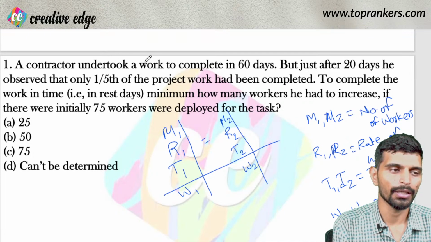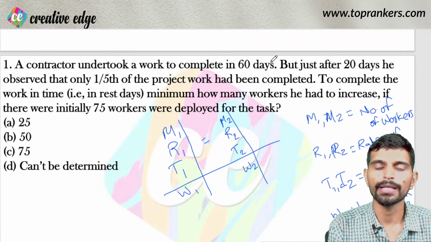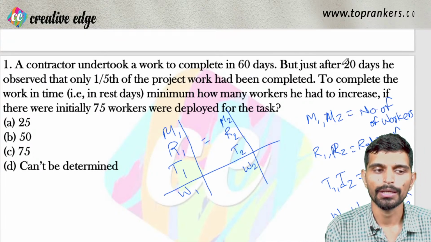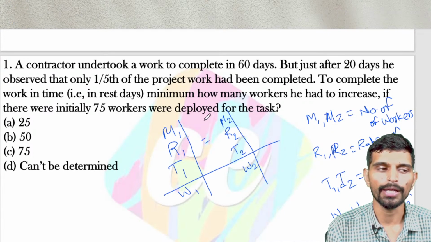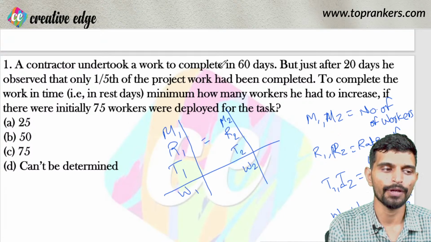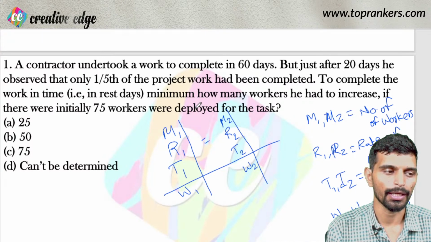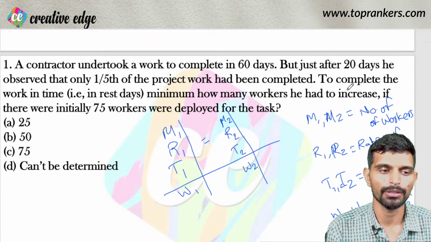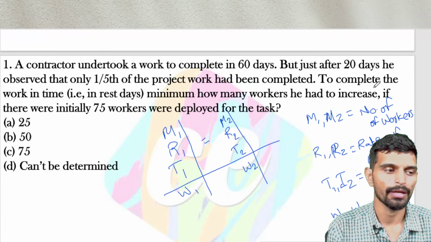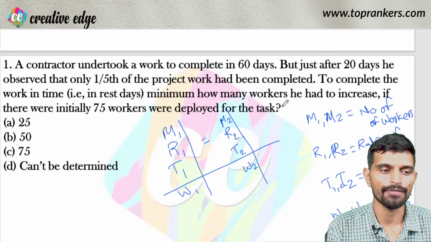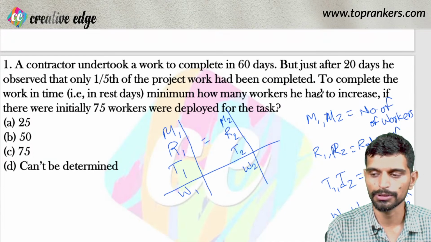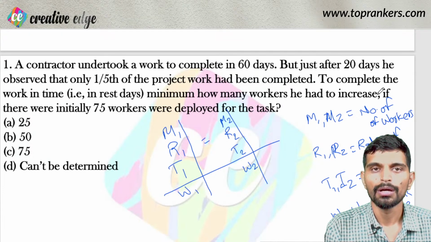A contractor undertook a work to complete in 60 days, but just after 20 days he observed that only 1/5 of the project work had been completed. To complete the work in time, that is in rest days, minimum how many workers he had to increase if there were initially 75 workers who were deployed for the task.